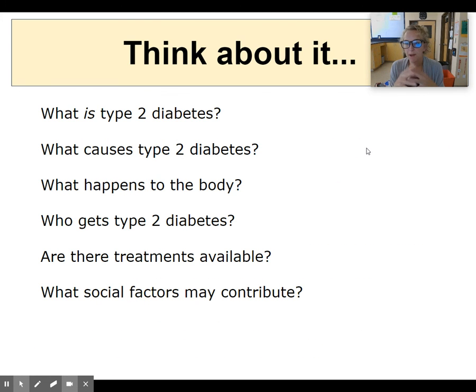Okay, so thinking about that question, is the data concerning? I want you to think about, what is type 2 diabetes and what causes it? Who might be getting type 2 diabetes and why? And then what we'll talk about hopefully next time is, are there treatments available and what kind of social factors might contribute to diabetes? So that's it for today's data set.